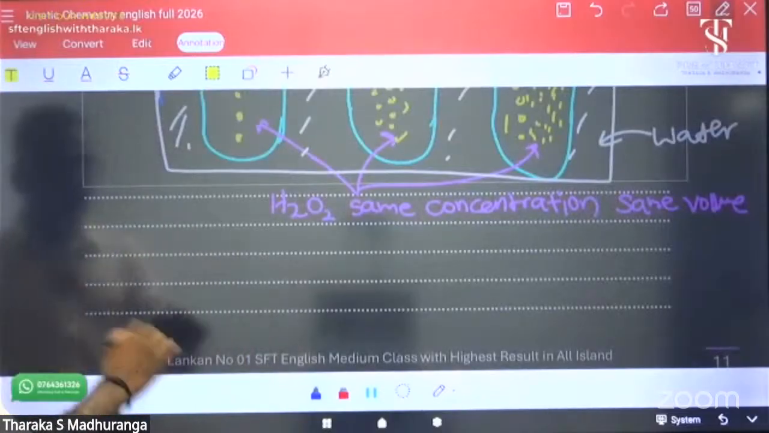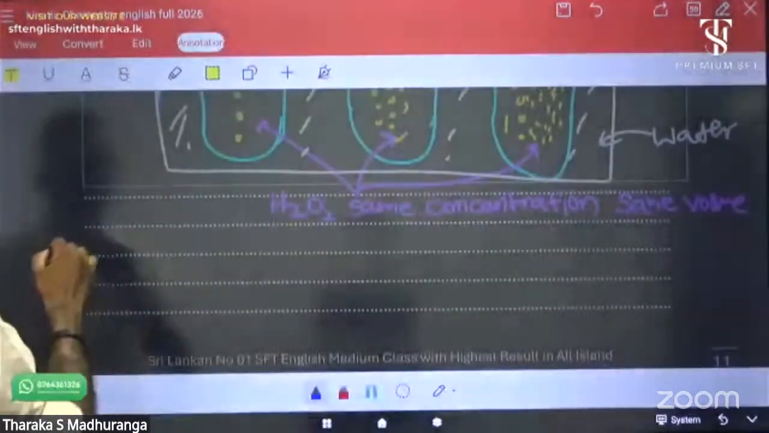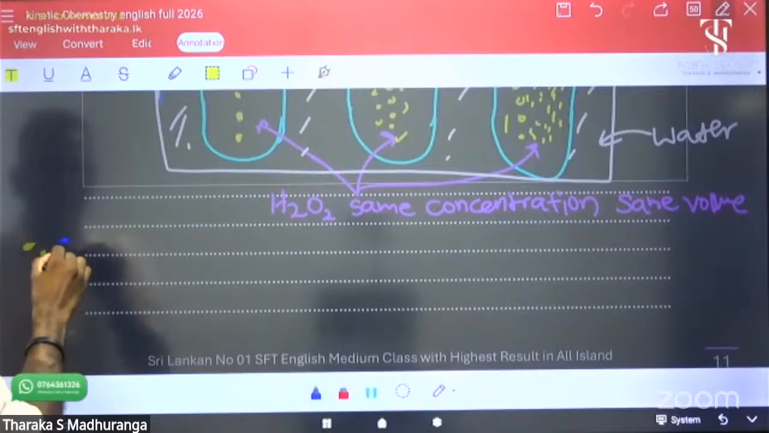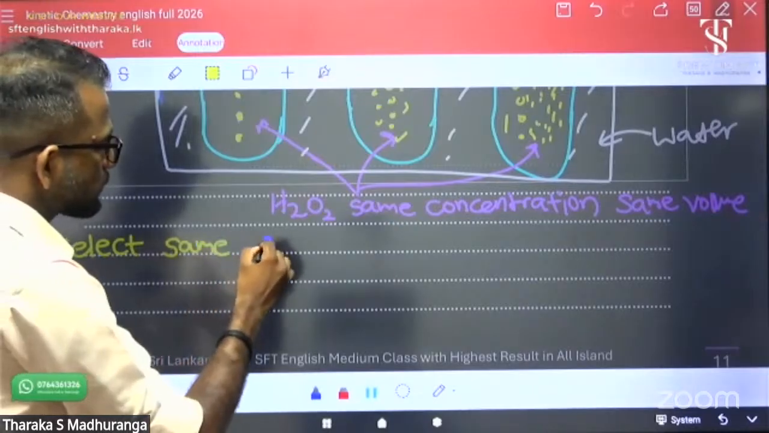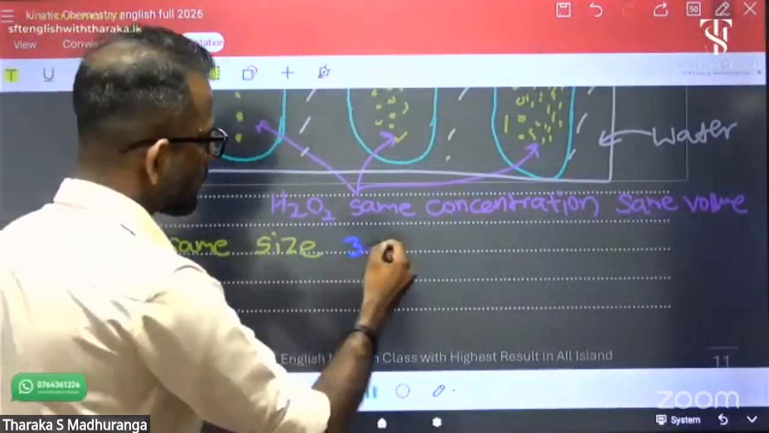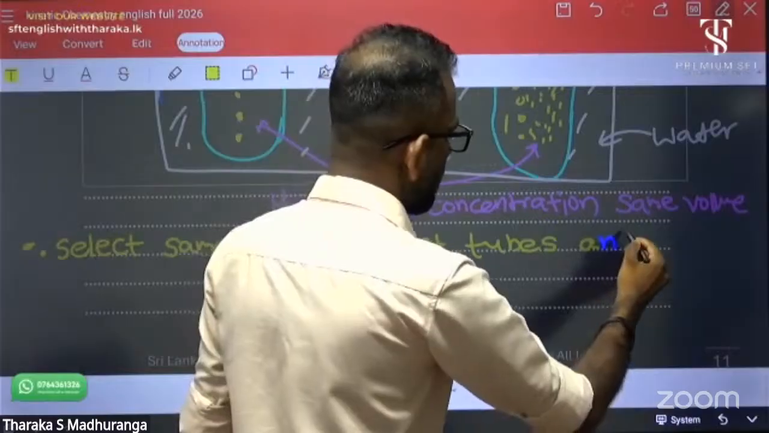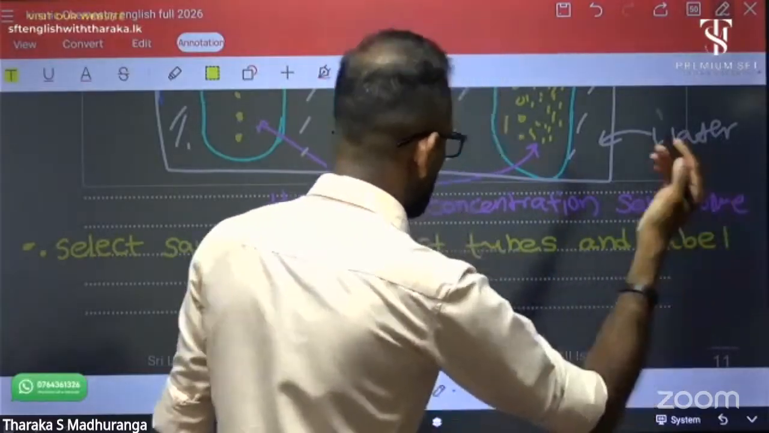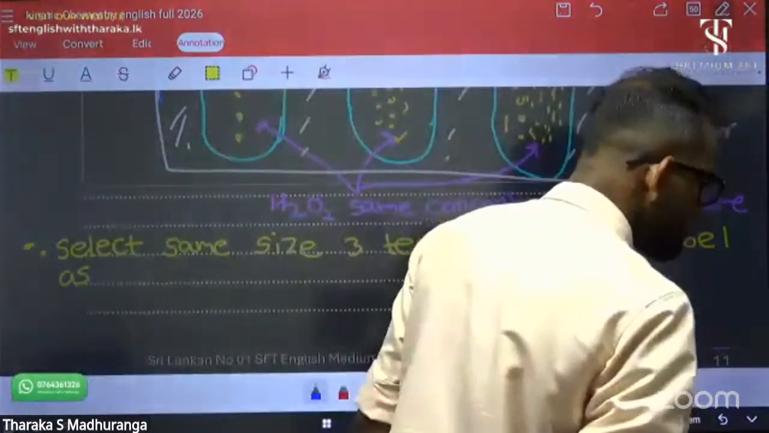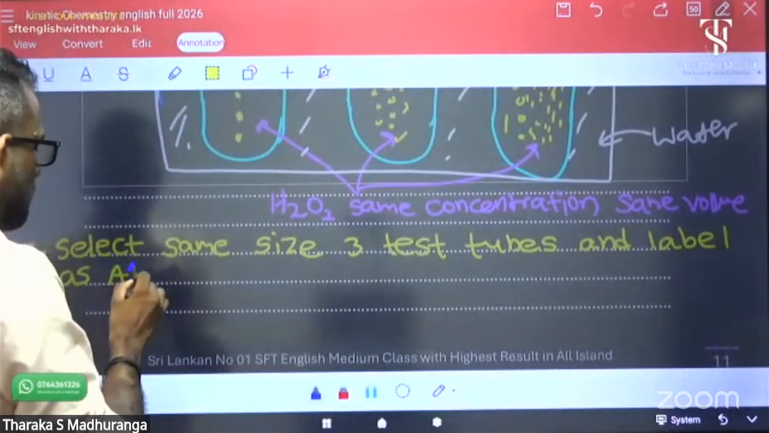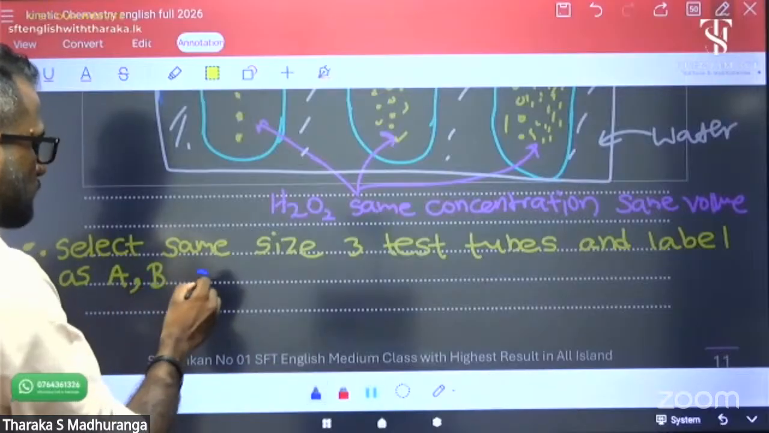Okay, write down the first point. Select three test tubes of the same size and label them as A, B, and C.